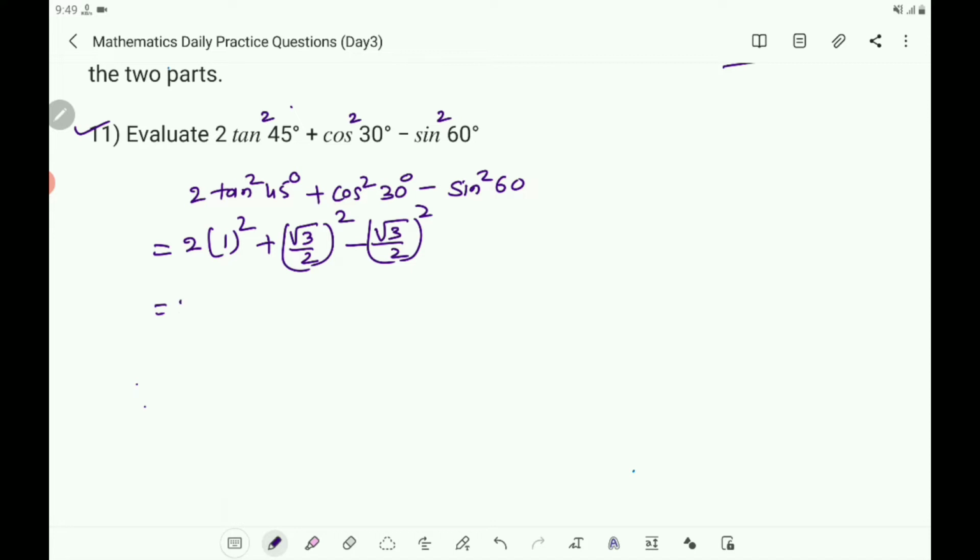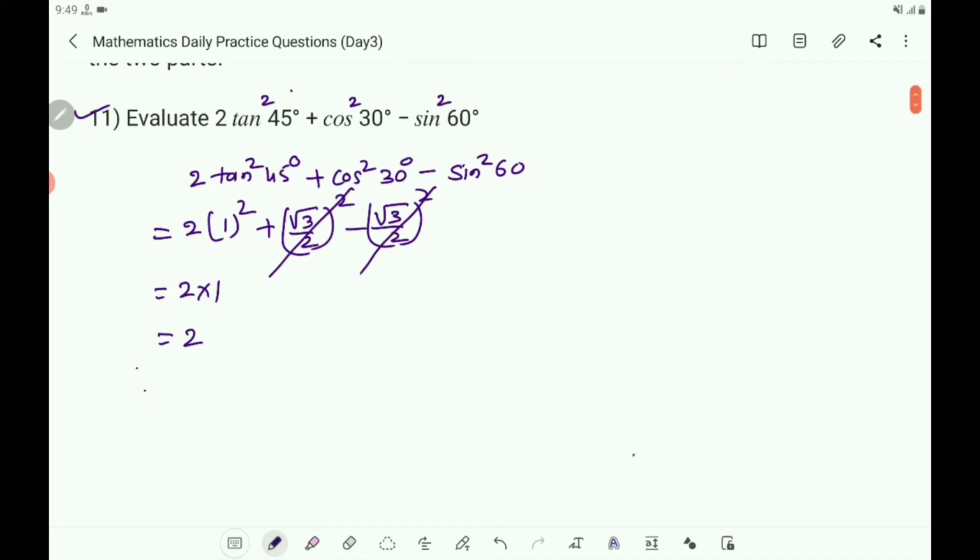And next you take 2 into 1, then here root 3 by 2 whole square and minus root 3 by 2 whole square cancel. Then what is remaining? 2 into 1, 2. So you got the value that 2 tan square 45 degree plus cos square 30 degree minus sin square 60 degree equals 2.